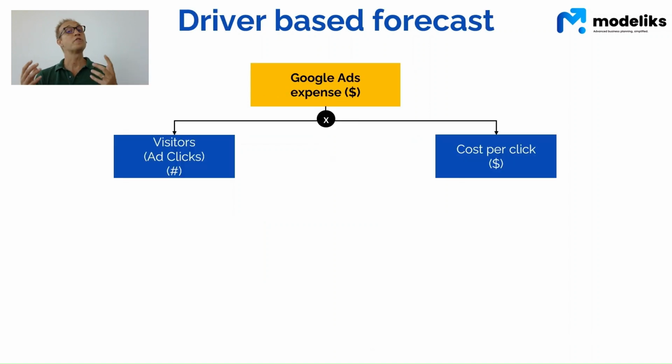Now, method number three for forecasting expenses is the driver-based forecast. The driver-based forecast is best suited for growing companies, and in situations where the costs are not fixed and not directly proportional to the revenue, but actually depend on some other driver or another variable which has the highest influence on that expense. So let's go through an example.